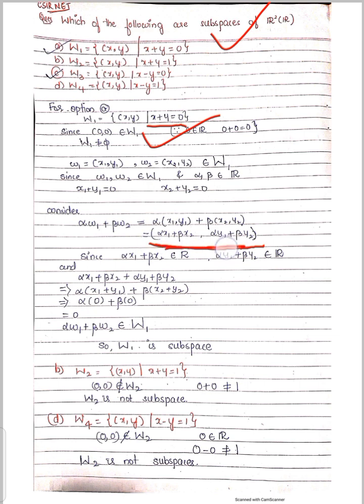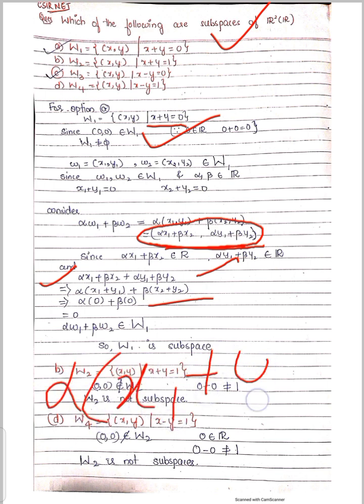So consider, just add these two elements of the ordered pair. What are these two elements? Alpha into x1 plus beta into x2 plus alpha into y1 plus beta into y2. Now here we got this equation, arrange the terms and take out alpha common. It will become alpha into x1 plus y1 plus, now take beta common, x2 plus y2. And what is the value of x1 plus y1? The value of your x1 plus y1 is 0.